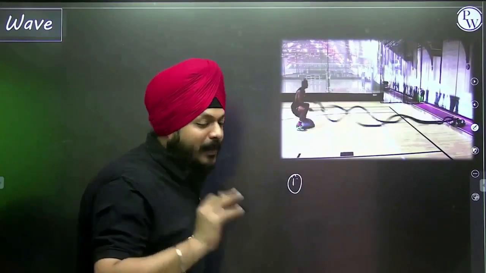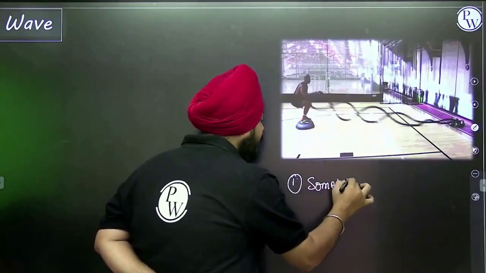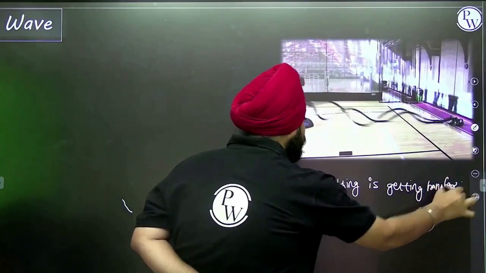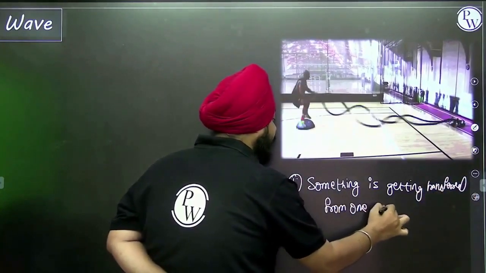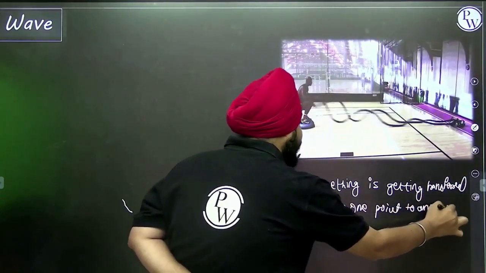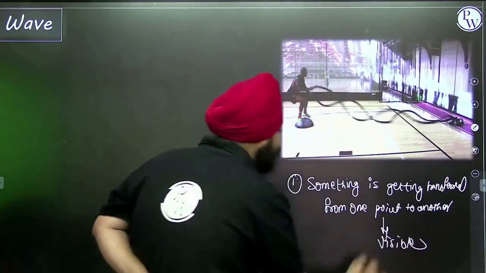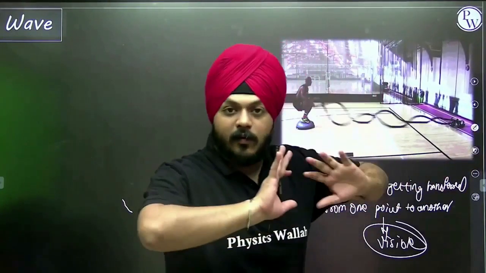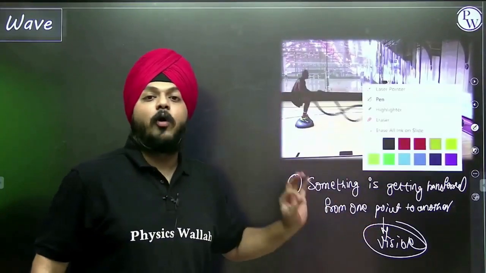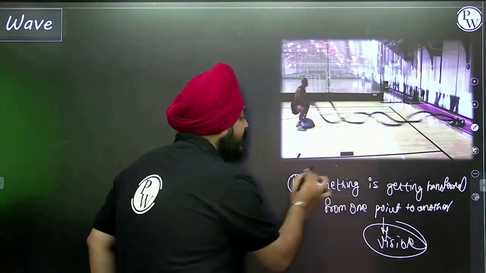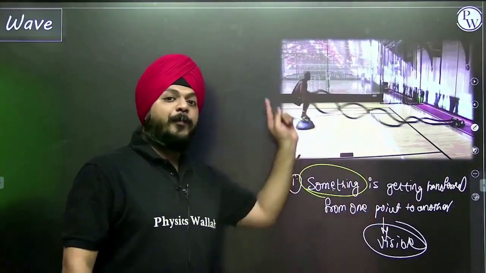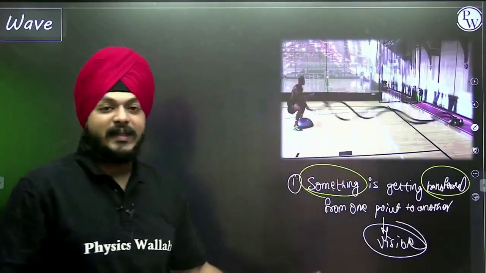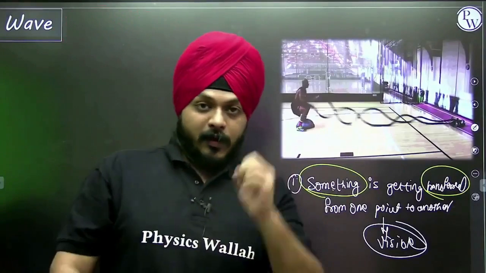First of all, I want to write down a simple statement: something is getting transferred from one point to another, and even this part of the motion is visible. Now, this is not a technical definition. I kept some suspense here. This is just a small explanation that I have written. Something is getting transferred from one point to another point. What is that something? Why is it visible? How is it getting transferred? If we understand these three things, the fundamentals of waves will be quite clear in front of you all.